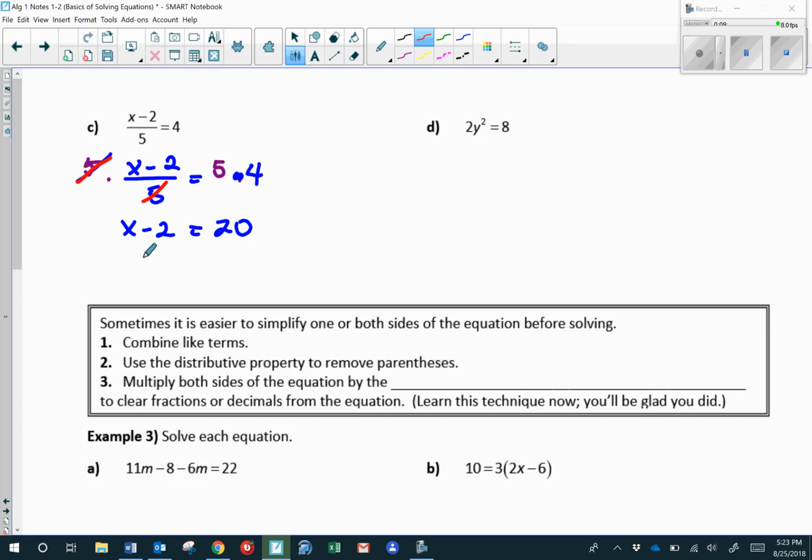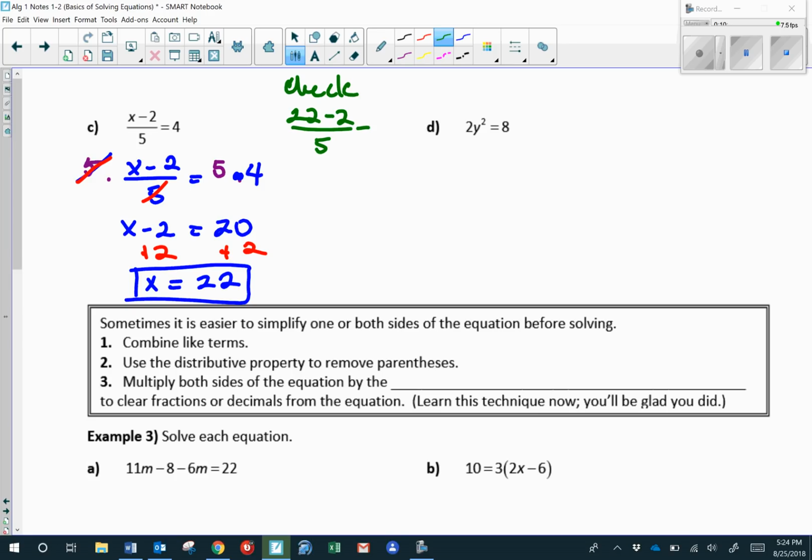The next step is to undo the subtraction by adding 2 to both sides, and that gives us a solution of x is equal to 22. Now I'm going to check my answer or my solution in the original equation. Replace the x with 22. We get 22 minus 2 over 5 is 4. That gives me 20 over 5 is 4. That checks, and so we know our solution is correct.